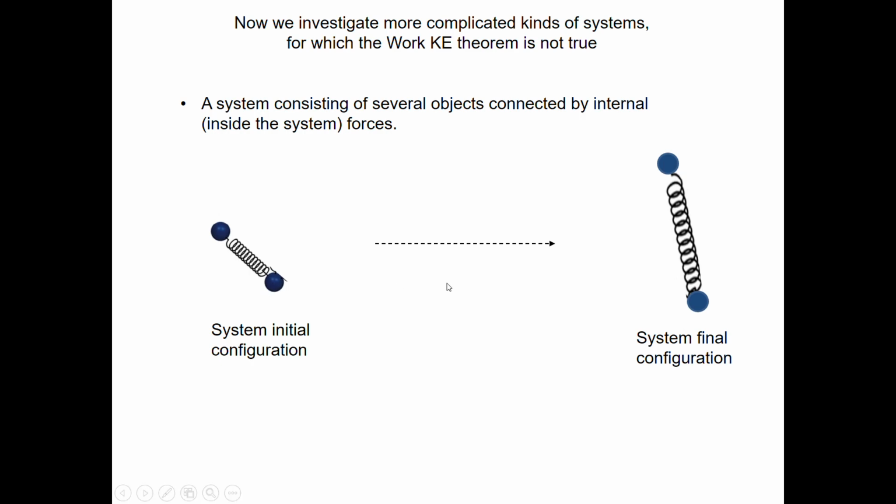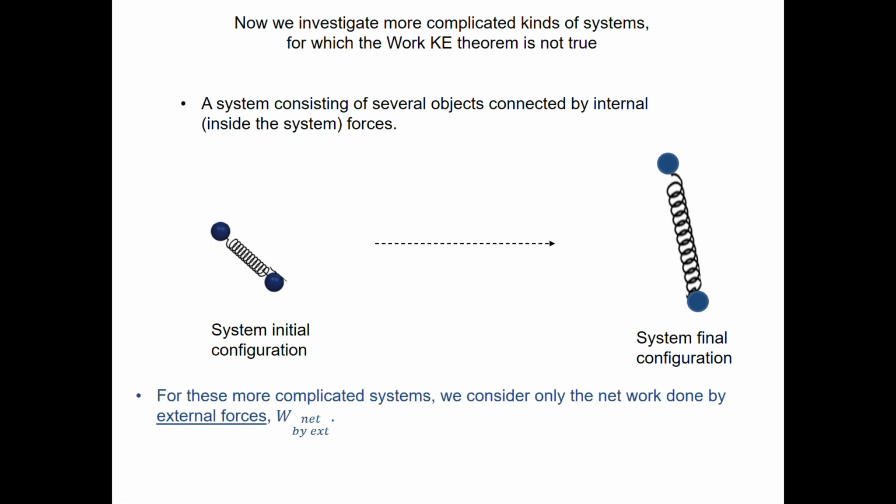And the individual parts of the system can be displaced by different amounts, but for these more complicated systems, we'll only be interested in the work done by external forces on the pieces. In other words, in going from the initial to final state, it's certainly true that the spring force does some work on each of the pieces of the system as it's moving, but we're not going to consider the work done by it as long as it is considered to be an internal force.